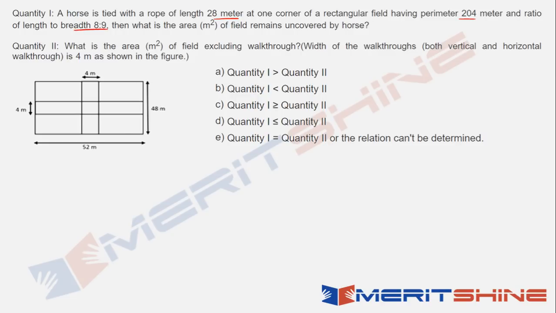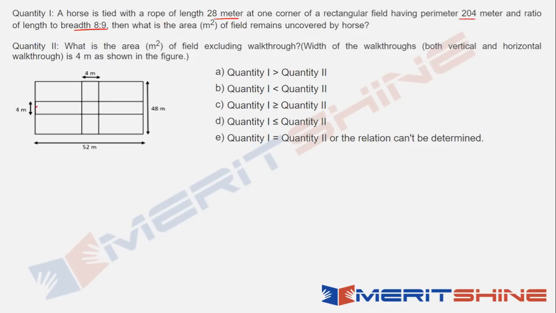What is the area of the field that remains uncovered by the horse? This is the first one, so you have to calculate the area of the rectangle and then subtract the area of 1/4 of a circle from there. Not too difficult. If you look at the second one, what is the area of the field excluding the walkway?